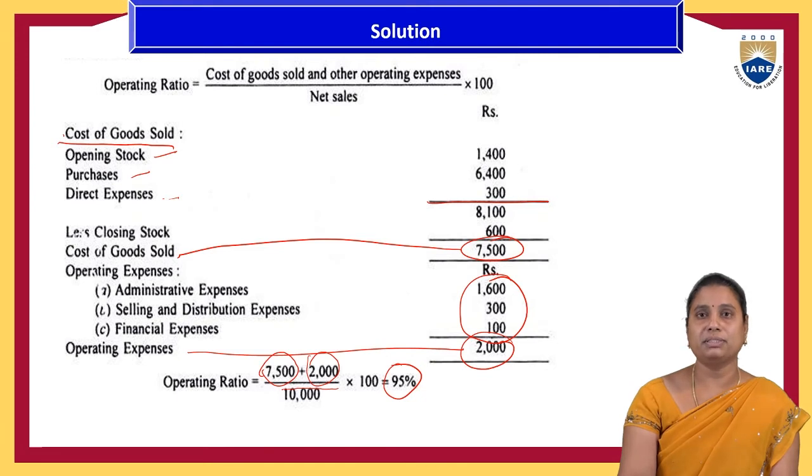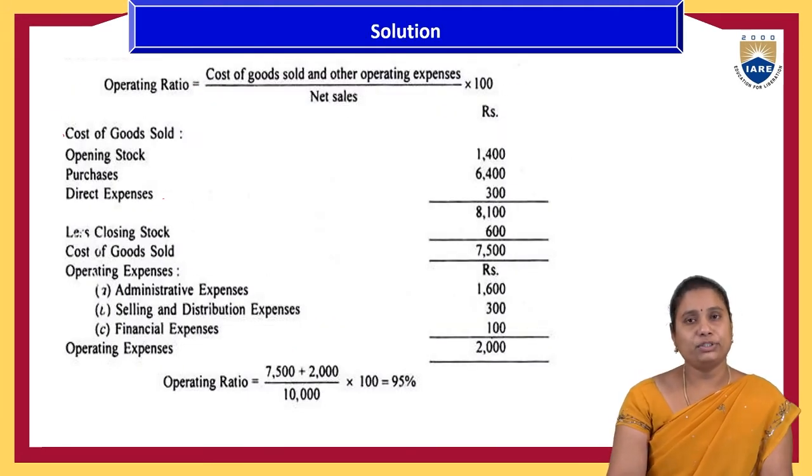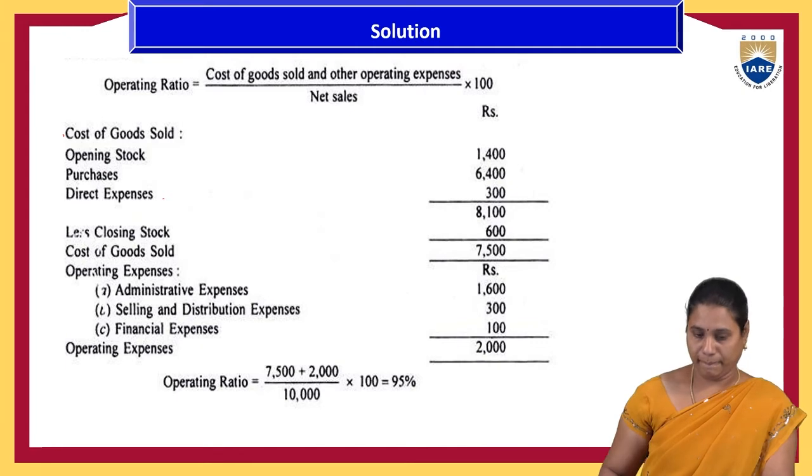The remaining 5% is the profit for the organization, which means if they are getting 100 rupees as revenue, 95 rupees they are spending for their operations, and the remaining 5 rupees is the profit for the organization. So like this, we can calculate the operating ratio from the given problems.